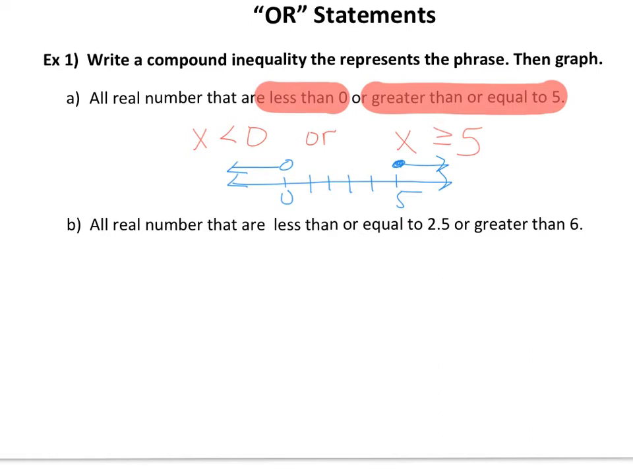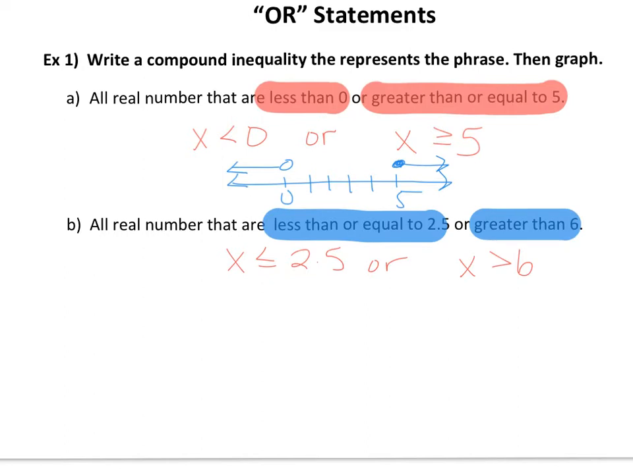All real numbers that are less than or equal to 2.5 or greater than 6. So x is less than or equal to 2.5 or, and you have to have the word or in there, x is greater than 6. Again, note how we have two different endings: less than or equal to 2.5, greater than 6.